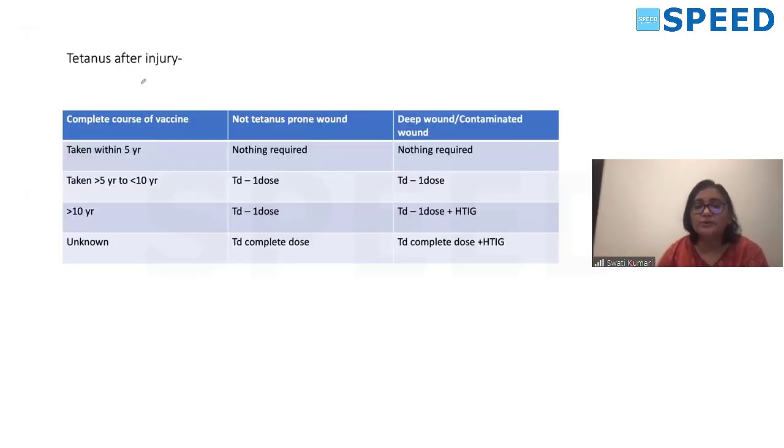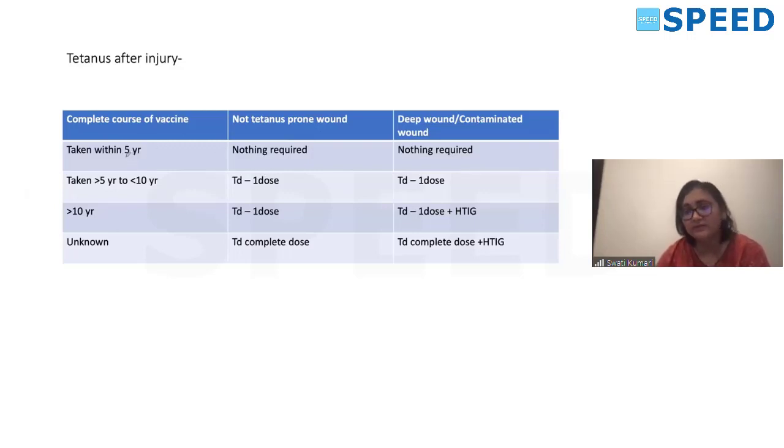So how do you give immunization after injury? Depending on how long back the patient has taken the vaccine, what is the quality of the wound, whether it's superficial or penetrating, whether tissue injury has happened, depending on that you will give the doses. So this chart, this table shows when it's to be given.